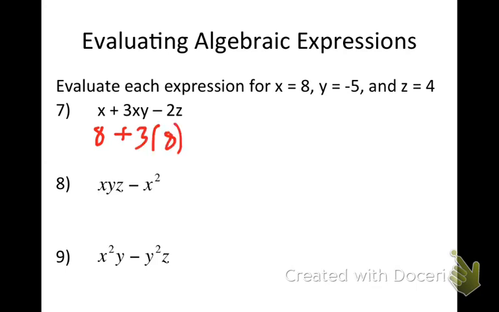Notice when I plug them in here, I put parentheses. Why am I putting parentheses there? To show that I need to do what operation probably? I need to multiply. -2 times 4. So I plug them in. Now I need to do order of operations. So I would say 8 plus.